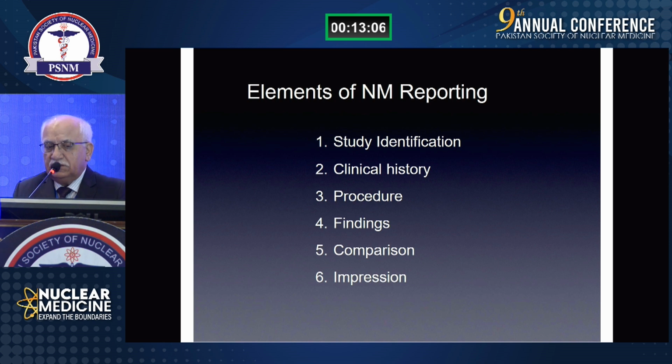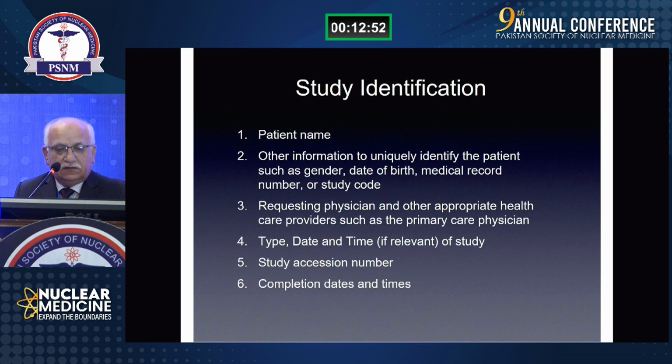To start with, what are the elements of nuclear medicine reporting? The foremost is the study identification. Then we mention the clinical history, procedure, findings, comparison, and impression. In the study identification, we have to mention the patient name, and that has to be the complete patient name with husband, son of, mother of, because there is always confusion when we call the patient for imaging purposes. We have two or three patients who have identical names, and we are going to inject the activity, so we have to be very careful.